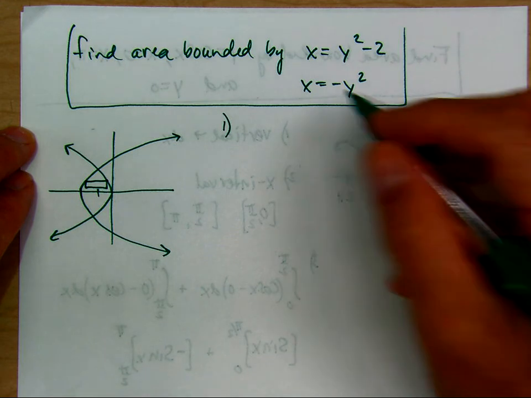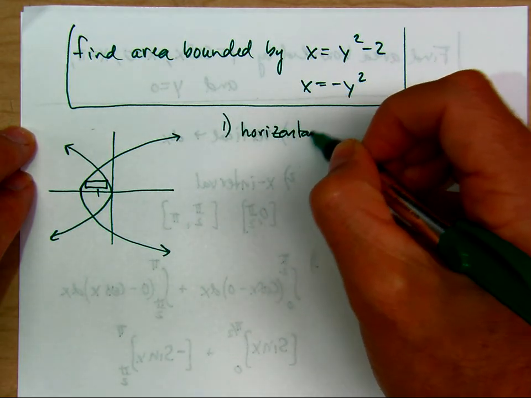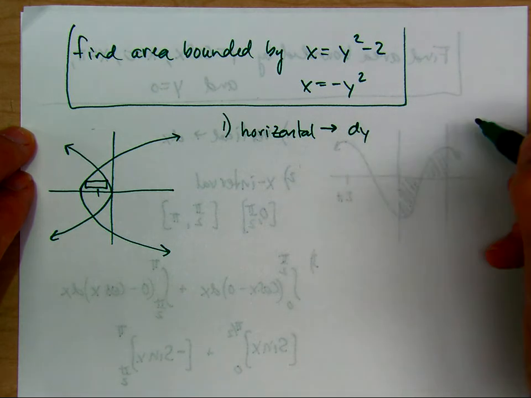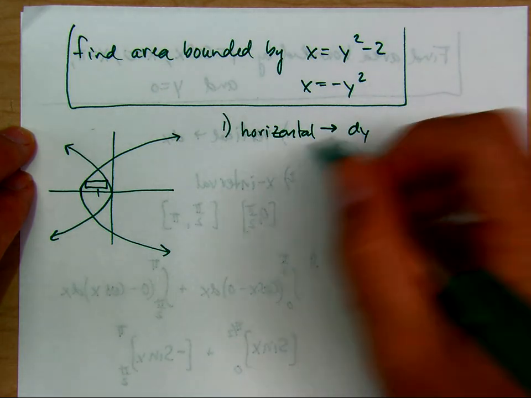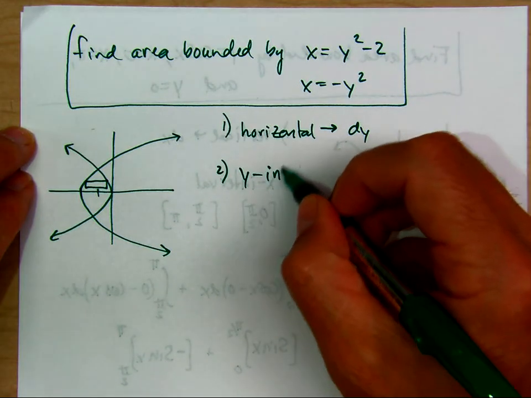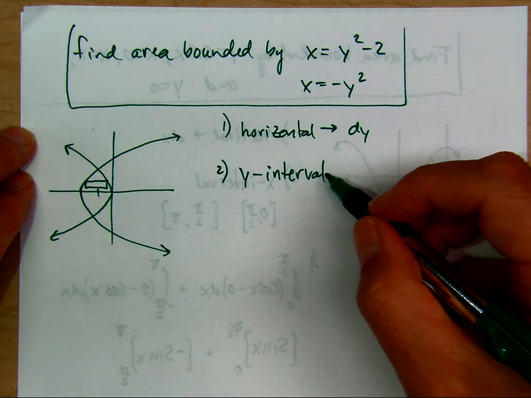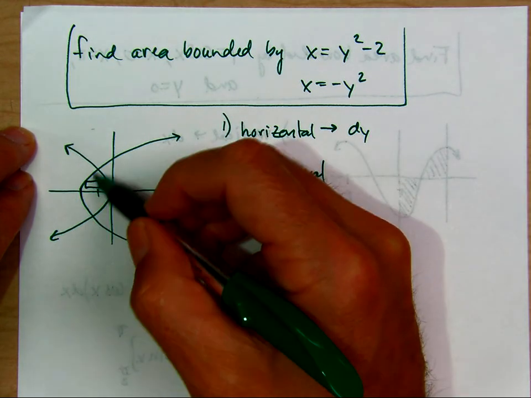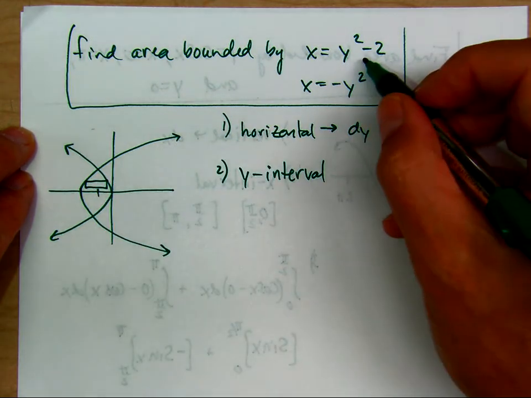And that means we have the differential of y. We want an integral of y values. We need a y interval, and the interval will come from the intersection of the 2 curves. So here let's find the intersection.